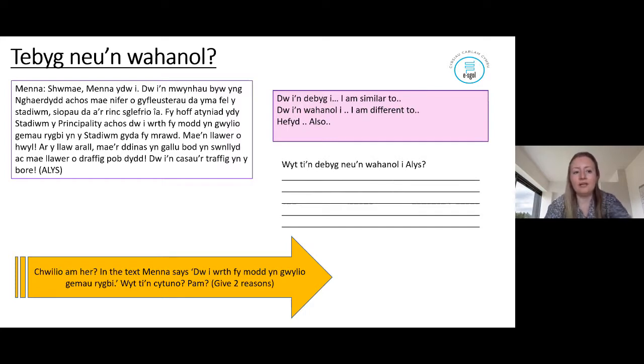So we've got a couple of key phrases here, okay? Dwi'n debyg i. I want you to practice saying that for me. Dwi'n debyg i. I am similar to. And then we've got dwi'n wahanol i. I am different to. And we've also got a really useful phrase here, which is hefyd, also. So I am similar to so-and-so because I also like this. Or I am different to this person because I don't like this o gwbl, at all.